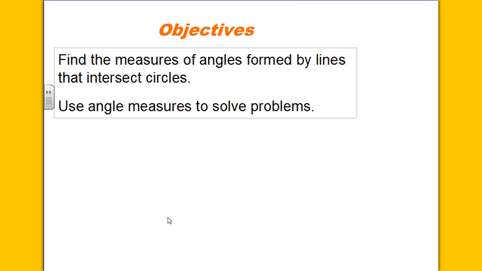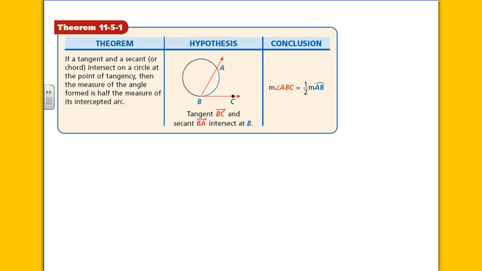Which is 55 degrees. Today we're going to find the measures of angles formed by lines that intersect circles and use angle measures to solve problems. So, our first theorem: if a tangent and a secant, or a chord, intersect on a circle at the point of tangency, then the measure of the angle formed is half the measure of its inscribed arc.